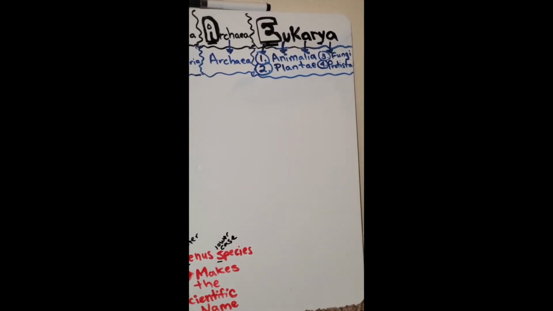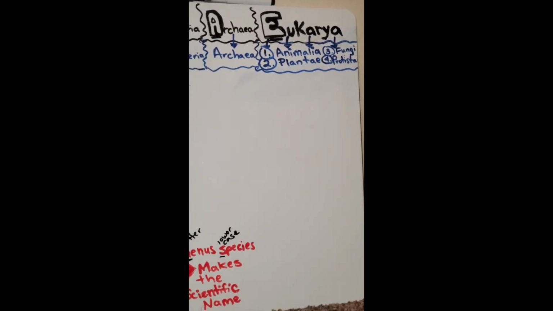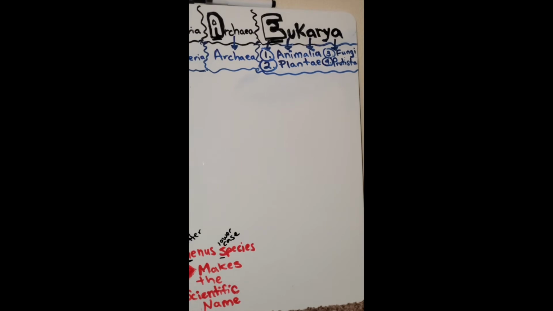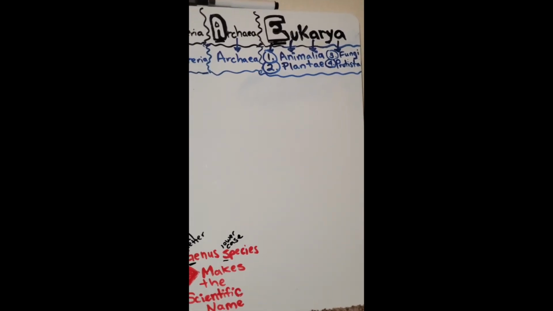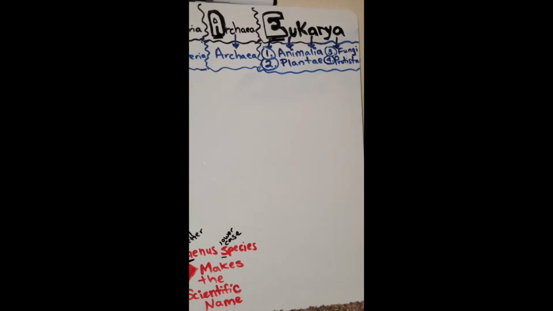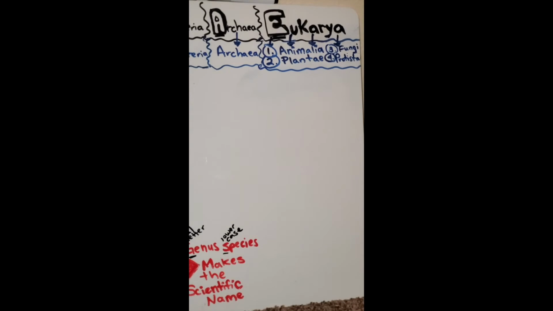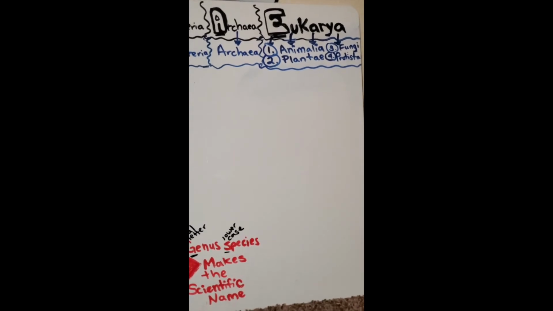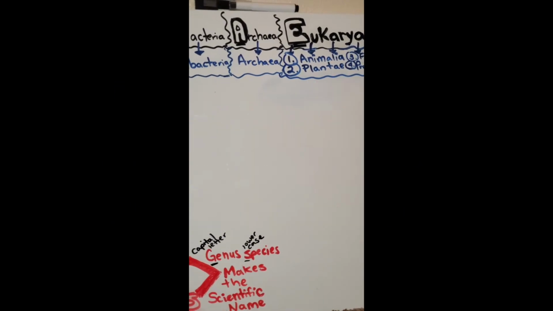Plantae, which all plants fall into. Fungi, which all mushrooms fall into. And fungus, right, of any kind. And then the 4th one is Protista. And we'll get more into Protista in a little while because that's also a very broad kingdom. For this video, I'm going to focus on Animalia and Eukarya.